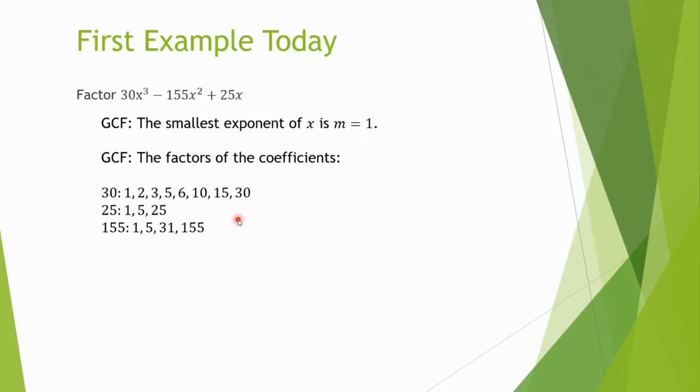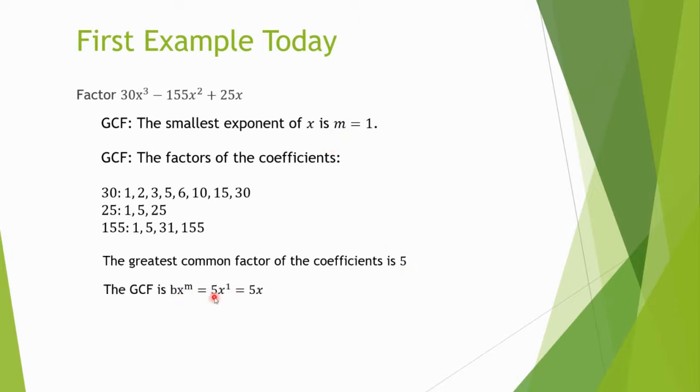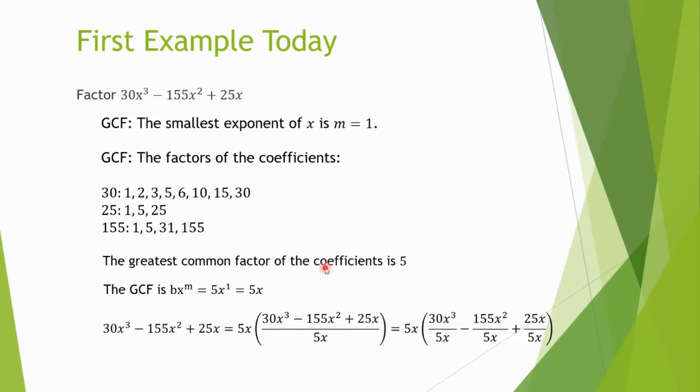Okay, all right, so anyway, once we get that, we can see that the greatest common factor of these coefficients is 5. Just like before, we now have the GCF, right? Our B is 5, the M is 1, so we get this. And now what do we do next? We're going to factor it out, and that's what I'm doing here, as you can see.